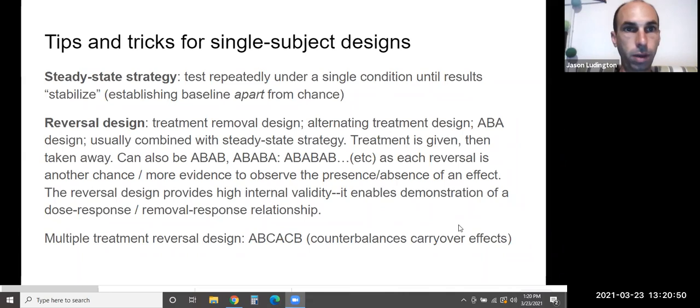Now let's imagine that this is entirely within subjects. That's how we run single subject designs. We run it within subjects. So it's always the same person undergoing all conditions. And in this case, there are 6 conditions. Or you could say there's 3 conditions that are repeated in a different order.